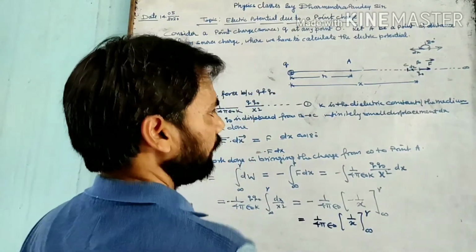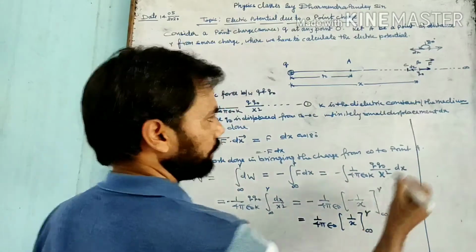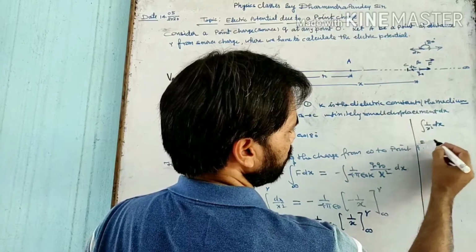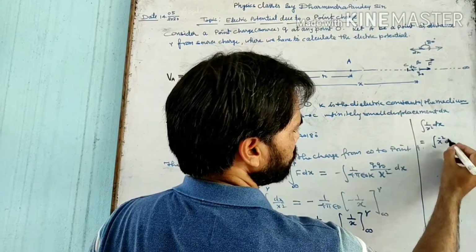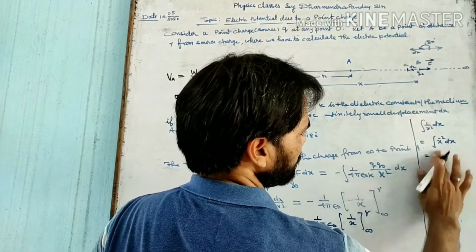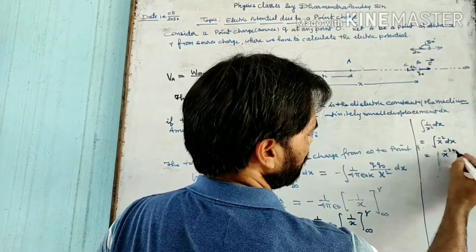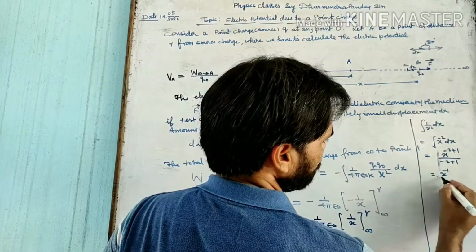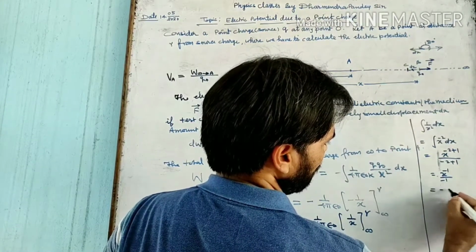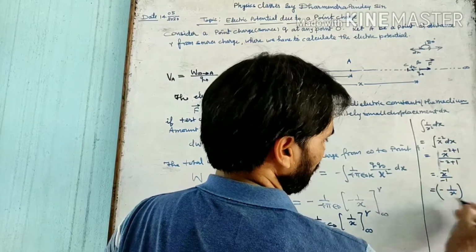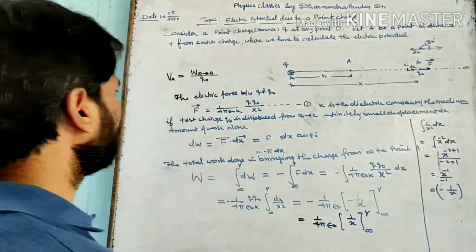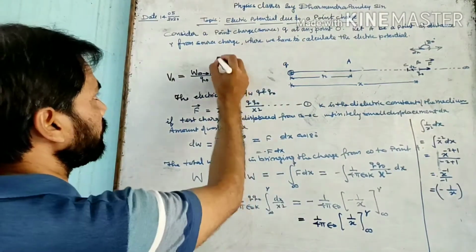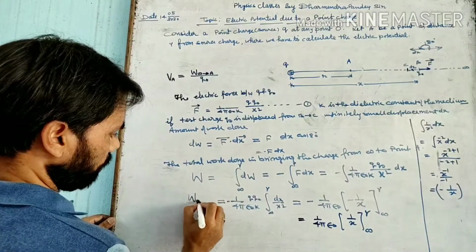And let me know what is the integral 1 upon x square dx, and this is nothing but integral x raised to the power minus 2 dx, and this is x raised to the power minus 2 plus 1 upon minus 2 plus 1, and this gives you x to the power minus 1 upon minus 1, and that is minus 1 upon x.